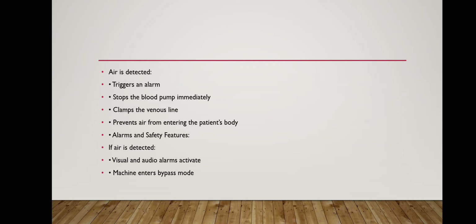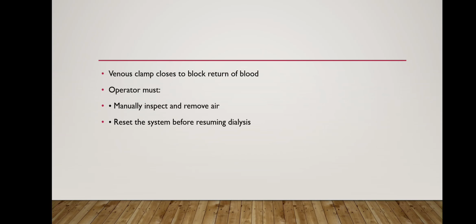Alarm and safety features: if air is detected, visual and audio alarms are activated in the hemodialysis machine and it enters bypass mode. The venous clamp closes and blocks the return of blood, and the operator must manually inspect and remove the air. Reset the system before resuming the dialysis.